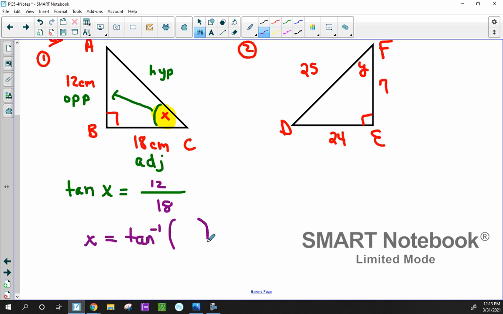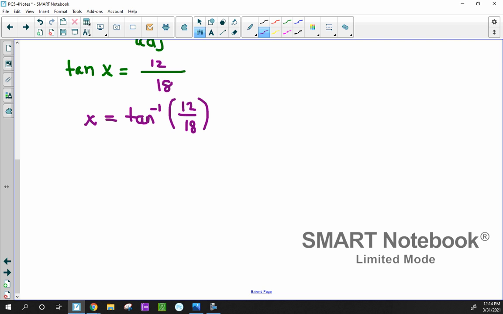And then I always like parentheses here, and then I'll just copy down that fraction. If you want to reduce that fraction, you also can do that. It will work either way, because I know that does reduce. So we're going to type in inverse tangent. Remember to hit the second key and the tangent button, and then 12 divided by 18. I want the answers in degrees, so I'm getting 33.69 degrees.